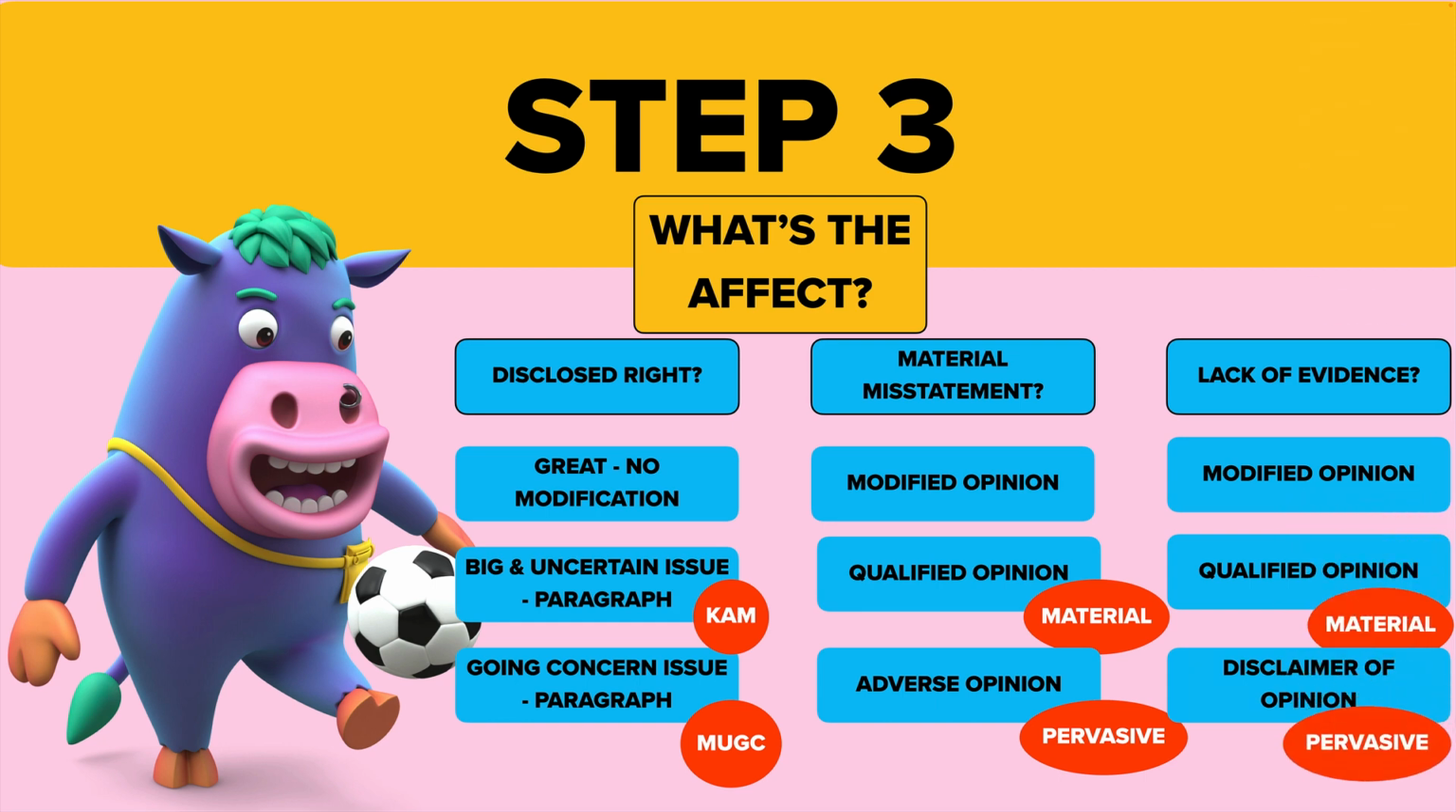And for if you are changing the opinion, you just put basis for qualified opinion, basis for adverse opinion, basis for disclaimer of opinion. So there's an extra little paragraph that explains why you're changing the opinion.